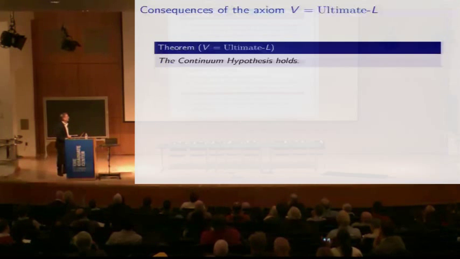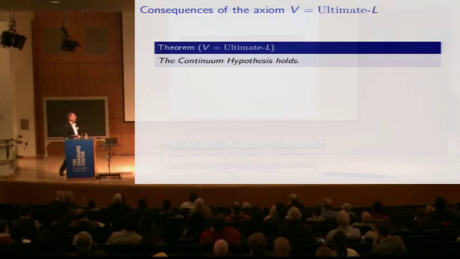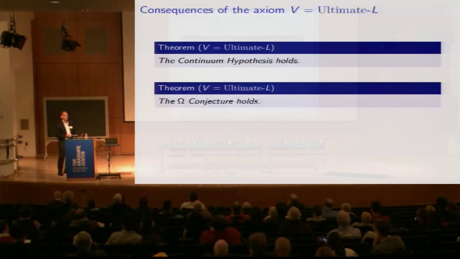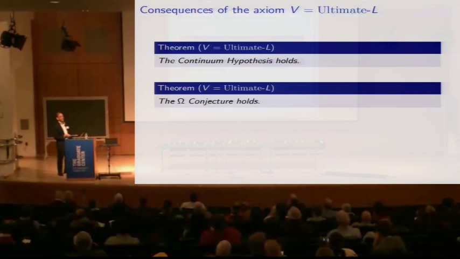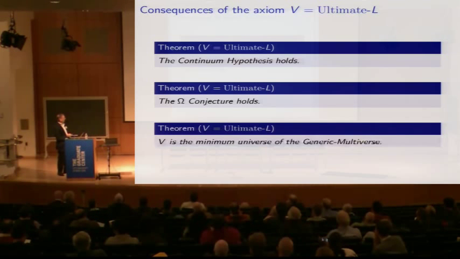All right, so what can we prove now? These are consequences of the specific candidate for the axiom V is ultimate L. The continuum hypothesis holds. The omega conjecture holds. Remember, the omega conjecture was the conjecture that basically, I claim, ruled out the generic multiverse view. We don't know whether the omega conjecture is true. We know it's consistently true. We don't know if it's consistently false. Cohen's method can't affect the omega conjecture. Okay, so that's interesting.